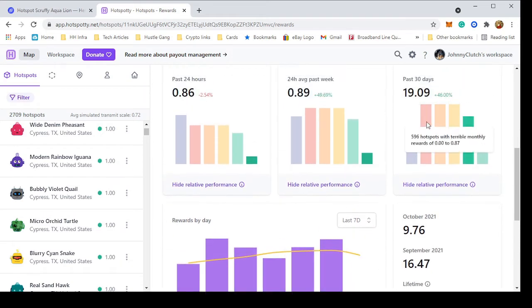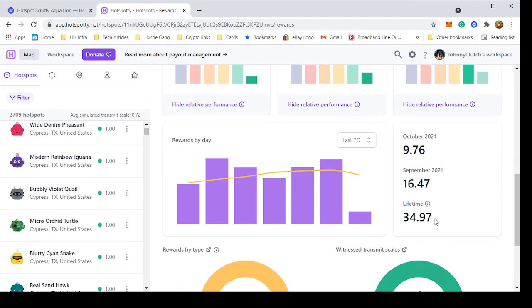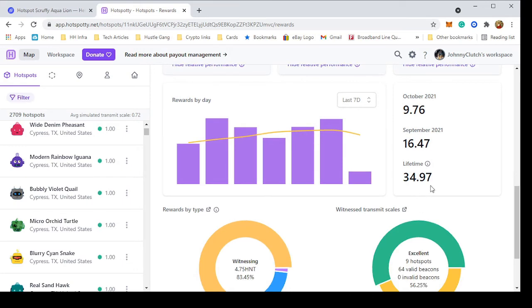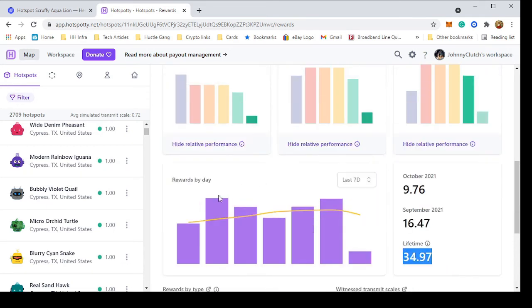All right, so over the past 30 days, 19.09 HNT. This is better than we thought we were going to get. Even prior to the halving, I thought being around one HNT a day would be an awesome thing, bringing in passively roughly $20 a day, 30 days in a month, $600 a month. That's awesome sauce. So we'll see as things go on. Back in October, 9.76 this month, 16.47 last month, lifetime 34.97. We're at 35 HNT overall, and everything has been looking pretty good.